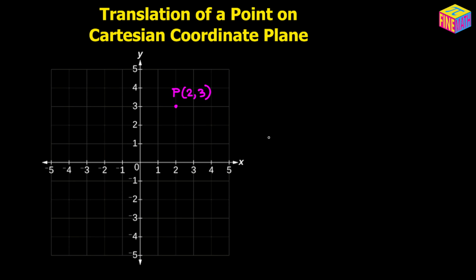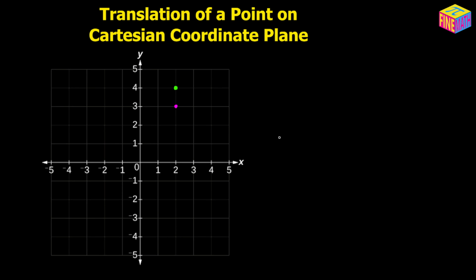So if the point was right here, and then with the green dot I am showing that I have moved it up by 1 unit, then the new coordinate, the new location of the point would be 2, 4 because I have moved it up by 1 unit.